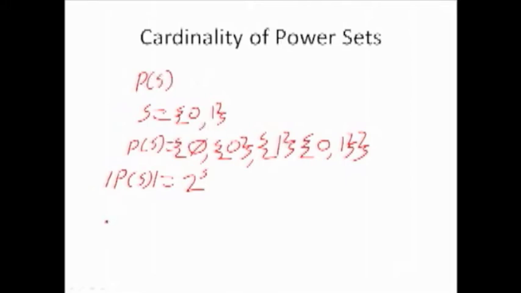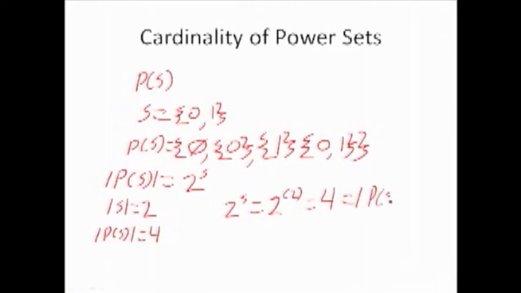For example, in our set, the cardinality is equal to 2 because there are 2 elements. And the cardinality of our power set is equal to 4 because there are 4 elements. Now if we go by the formula, 2 to the power of |S| is equal to 2 to the power of 2, which is equal to 4, which is equal to the cardinality of our power set. This shows that 2 to the |S| is the cardinality of a power set.